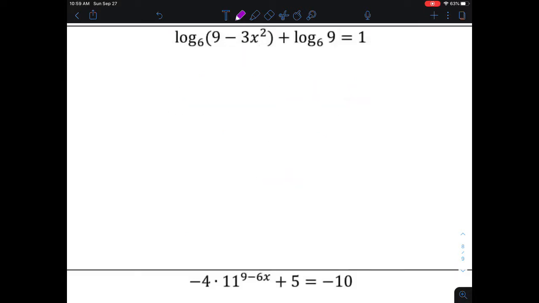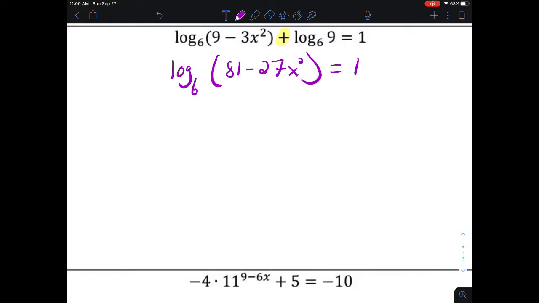All right, another one here. So this time I have 2 logs, but they're on the same side. So in order to solve a logarithmic expression where you have multiple logs, you got to condense them in order to solve. And so I'm going to condense this because I'm adding the 2 log base 6's on the left. I'm going to condense it to the product of the inside. So it'd be log base 6 of 81 minus 27x squared is equal to 1.